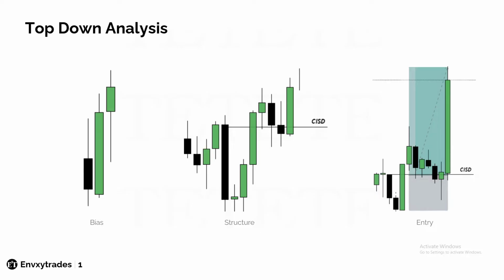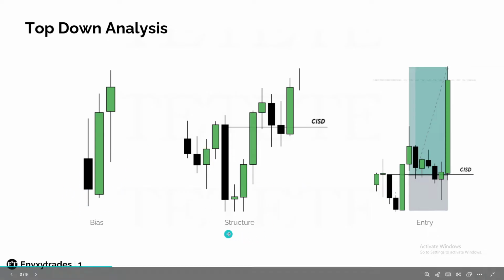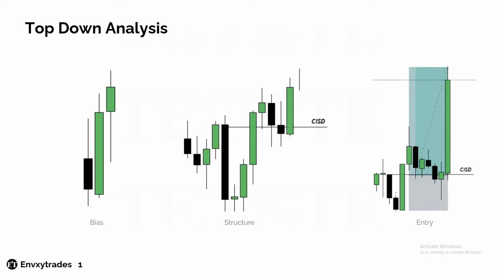With top-down analysis, I'm focused on three time frames: the bias, a higher time frame, a structural time frame, and an entry time frame. And these time frames consist of a daily, an hourly, and a minutes time frame. And specifically in this video, we're going to be going over the structure and entry time frames and how to align them for a nice trade.